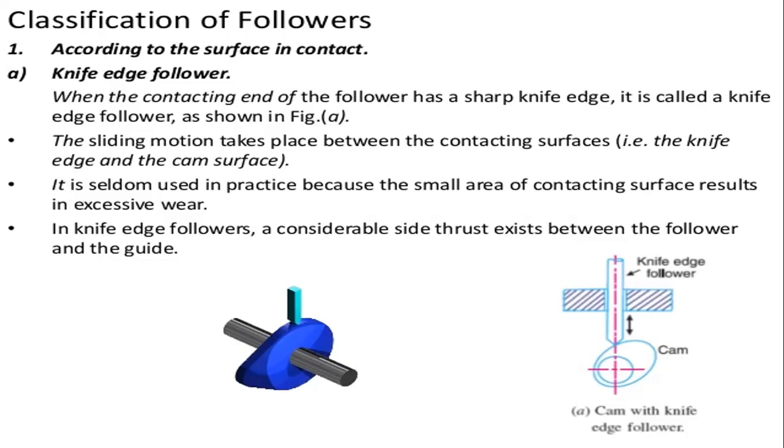Knife edge means a pencil type follower, so this shape is in the form of a pencil. You can see it in the picture. This is the knife edge follower. It has parallel ends and its point is sharp like a pencil. That is the knife edge point, so we call it the knife edge follower. It has a point contact, that is a line contact, with the cam.